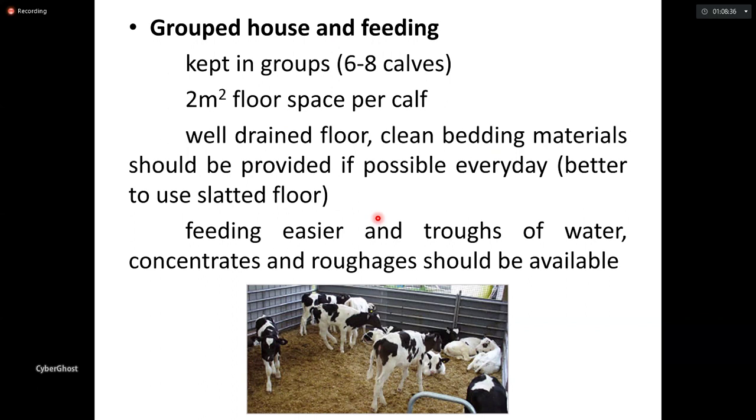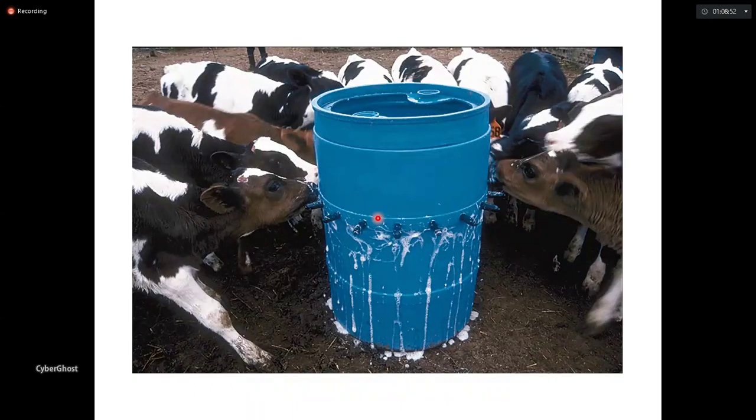Then we have to provide the water and feeds, right? There are several places, troughs, so we have to use those to provide water and feeds for these animals. Something like this is one way of providing milk for these animals, because they are in large groups. For a minimum of 8 to 10 animals, or 6 to 8, there is a container with nipples, right? Then they start drinking milk, and water and those things have to be provided in this manner.